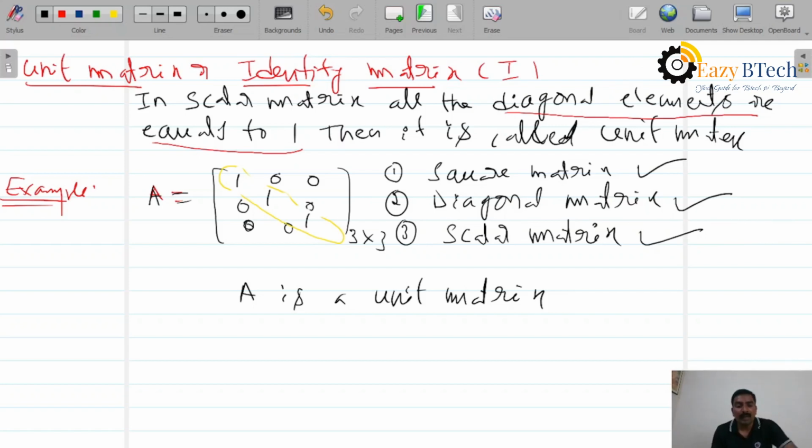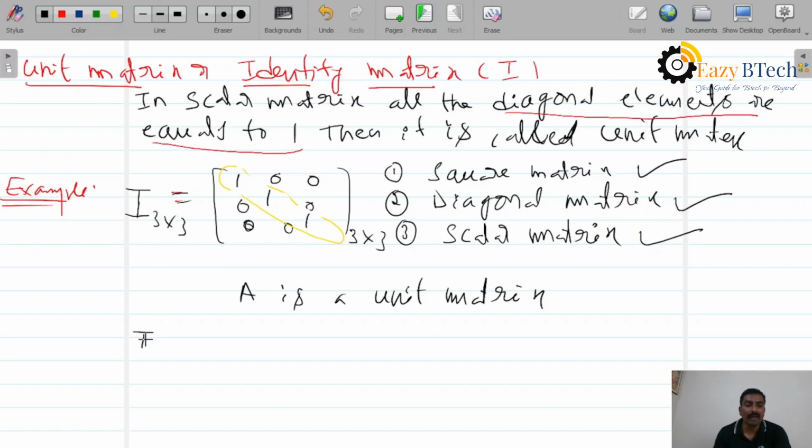Here this unit matrix is denoted by capital I. This is capital A. I wrote here capital A, but this unit matrix is denoted by capital I. So this is the unit matrix. It is denoted by capital I. But the order of this matrix is 3 by 3. Simply it is denoted by I 3 by 3.